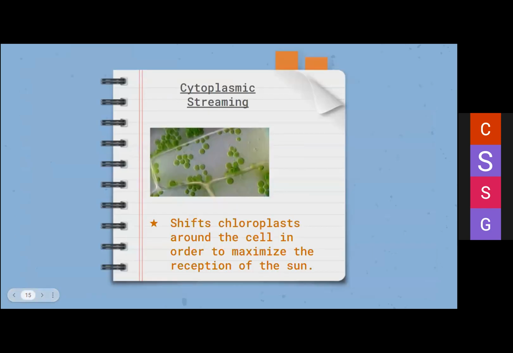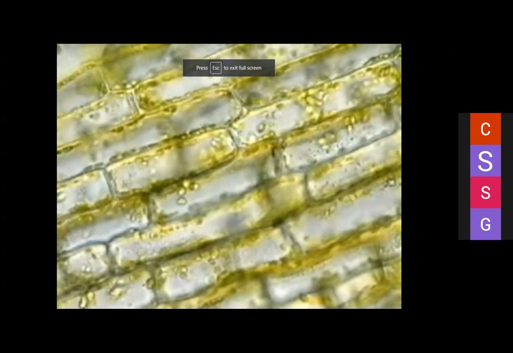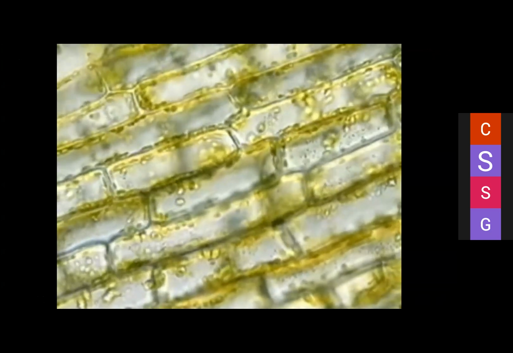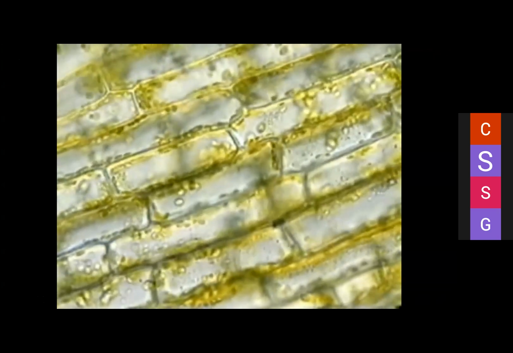Another specific use of the cytoskeleton inside the cell is involved in cytoplasmic streaming. In cytoplasmic streaming, a stream of cytoplasm is created, shifting the chloroplasts around the cell in order to maximize their intake of sunlight to create the most amount of energy possible. In this video, you can see the chloroplasts located around the outside of the cell during cytoplasmic streaming. These chloroplasts will go in circles to get each other the same amount of sunlight.